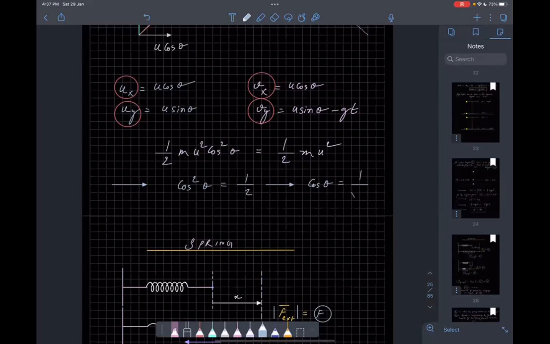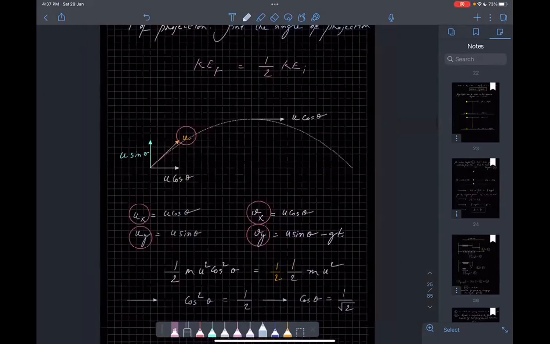It is half of half m u square, right? Half will cancel. It becomes 1/4 m u square then. There is one more half here, half from the formula, and this is half. So basically, your answer is 45.